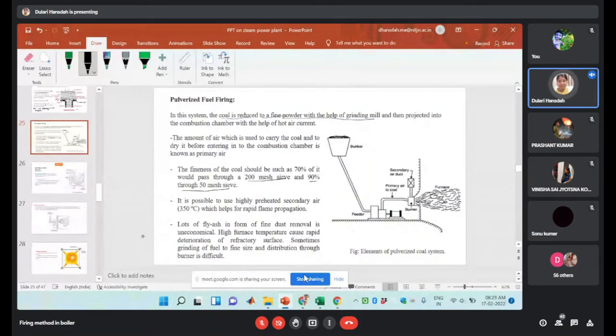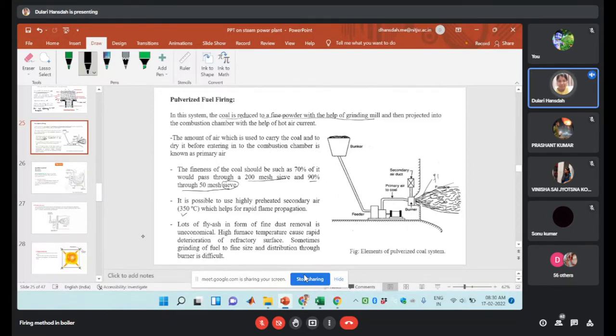So there are different sizes of sieve. As per the size of the sieve, that percentage of the coal will be supplied in this case. It is possible to use highly preheated secondary air, about 350 degrees Celsius, which helps for rapid flame propagation. If you observe here, this is the rapid flame propagation. It is the entry point, then it propagates like a cone structure. So that flame will rapidly propagate if the preheated air temperature is around 350 degrees Celsius.